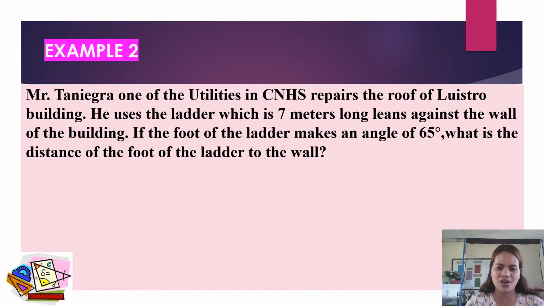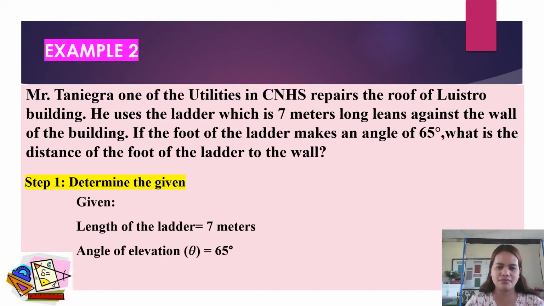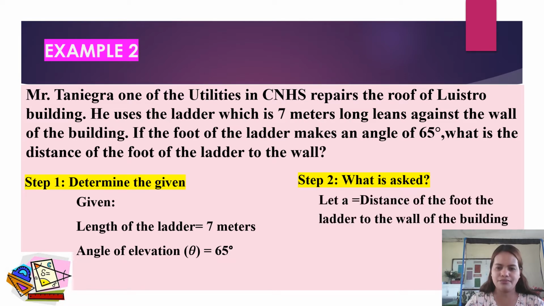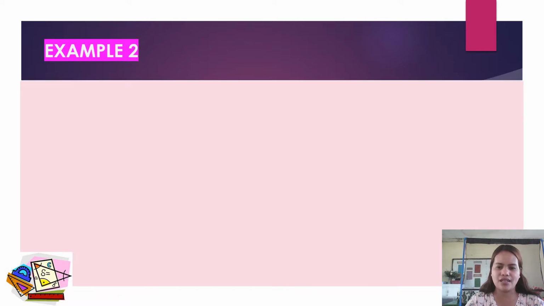Okay, so what is our first step in solving a word problem? Okay, you're going to determine the given. So the given is the length of the ladder, which is 7 meters. The angle of elevation is 65 degrees. Okay, step 2, what is asked? Ano yung hinahanap? Okay, that is the distance of the foot of the ladder to the wall. So let us use letter A as our representation.